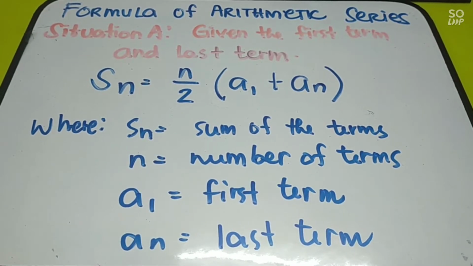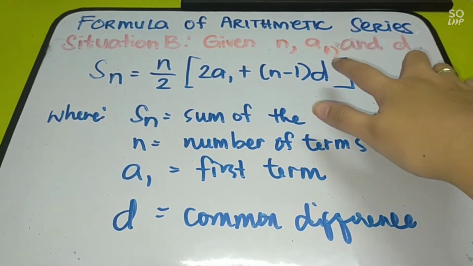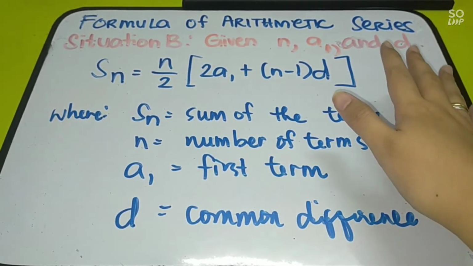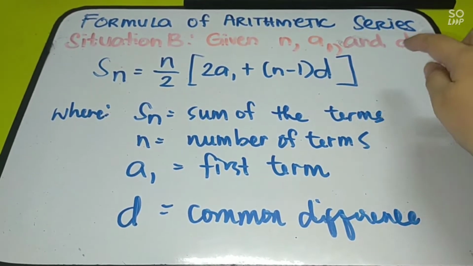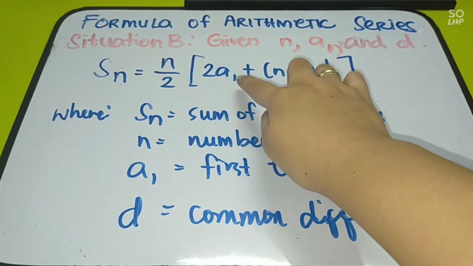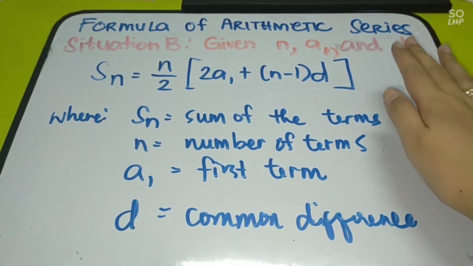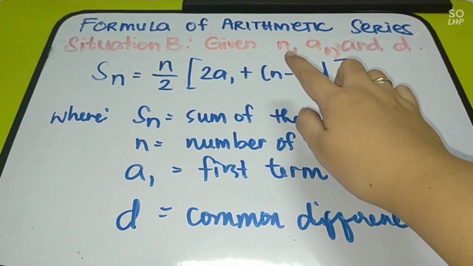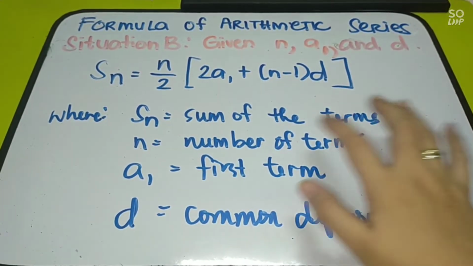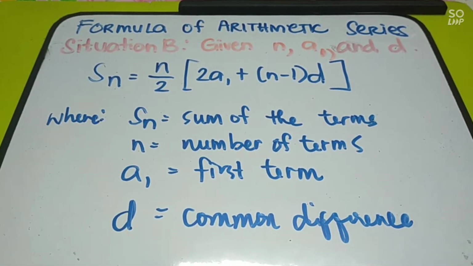Let us have situation B. For the second situation, we have the given of n for the number of terms, a sub 1 for the first term, and d for the common difference. Your formula is S sub n is equal to n over 2 multiplied by the quantity 2a sub 1 plus the quantity n minus 1 times d. You will use this when your given has n, a sub 1, and the common difference. Where S sub n is the sum of the terms, n is the number of terms, a sub 1 is the first term, and d is the common difference.